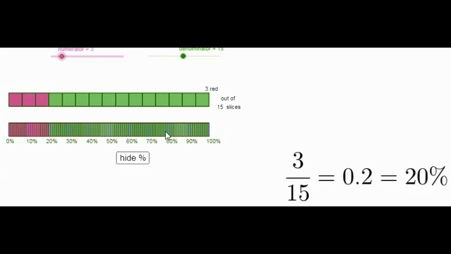Here, the whole is divided into 100 parts and 20 parts are red. So, the fraction for red parts of the whole is 20 hundredths and it is 20%. We can express parts of a whole as a fraction, decimal and percent.